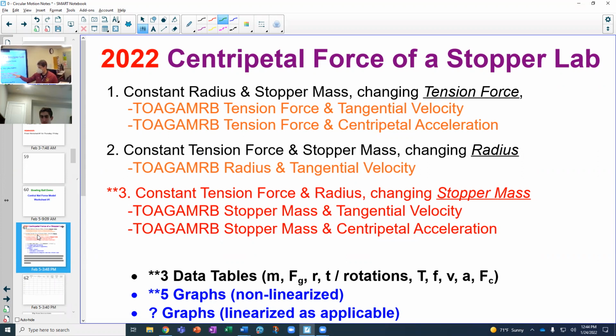And we'll have different groups using different stoppers. Make sure you do record the mass of the stopper somewhere so we can know how it varies from group to group. We might be able to share data from one group to another so you can see if the mass of the stopper is making any change.